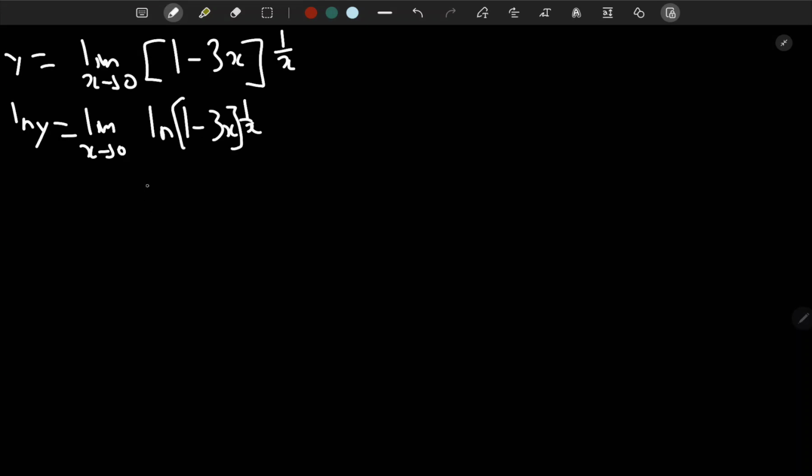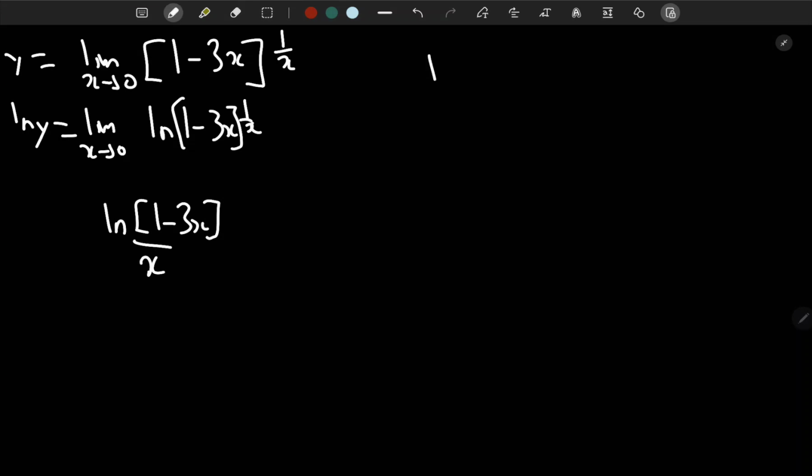So we are going to be left with 1 over x multiplied by ln(1 minus 3x). Now we do have a fraction, so it's basically ln of this expression over x. So now we can use L'Hopital's rule and differentiate.